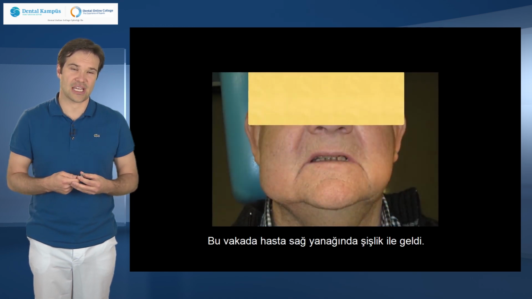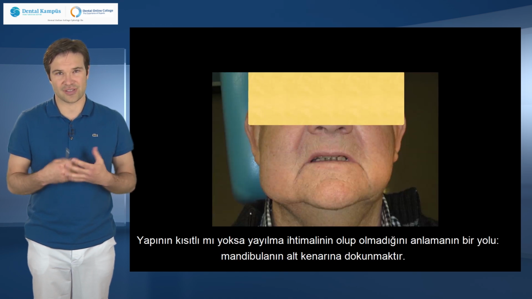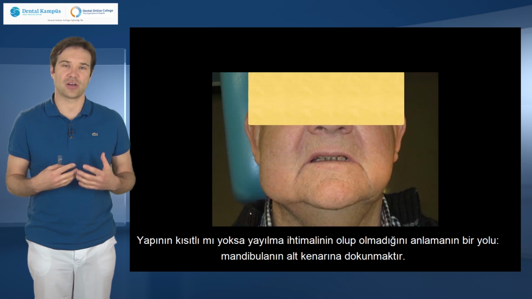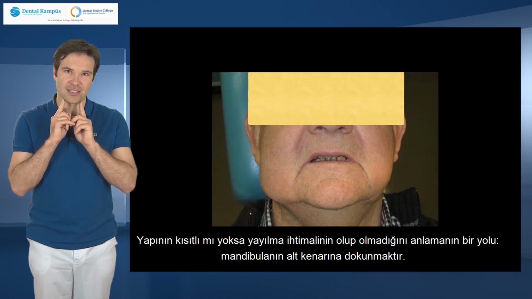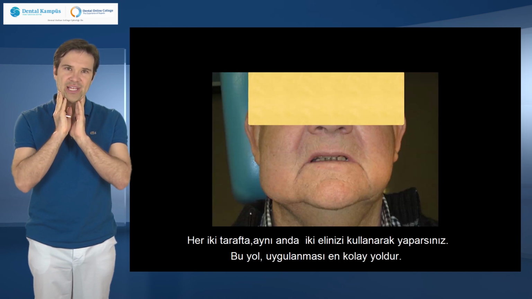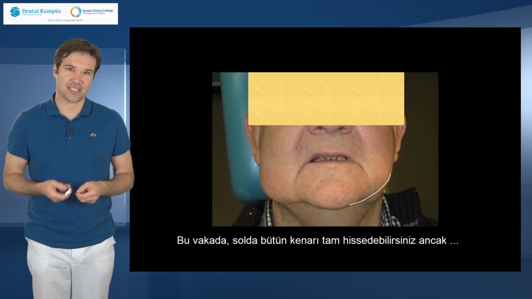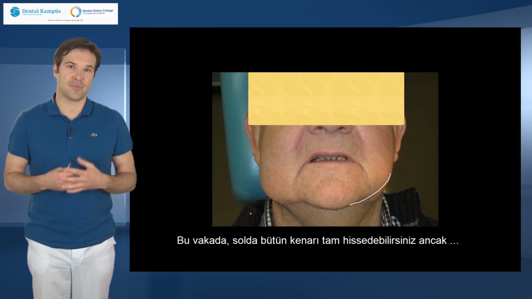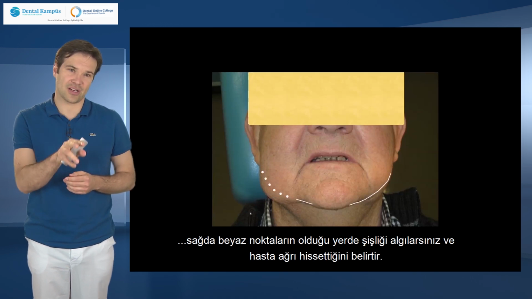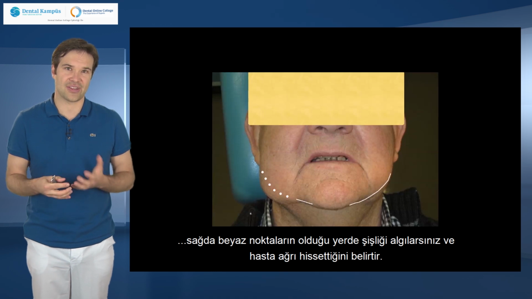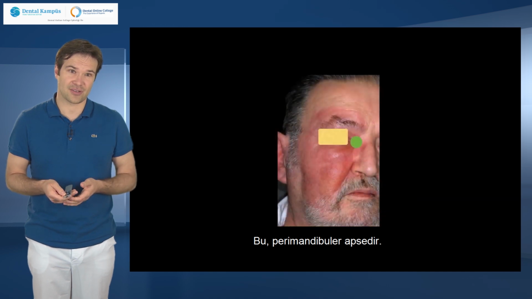In this case, the patient came with a swelling of the right cheek. And one very important tool to define if it's still a limited process or if it's on its way to spreading out is that you palpate the lower rim of the mandible. And you do it with both hands on both sides simultaneously. That's the easiest way to do it. And you will find that in this case, on the left side, you can feel the rim throughout the whole area, whereas on the right side, you can feel it only at the beginning. Here, where the little bar and the dots are, you feel the swelling and the patient indicates pain. That is a perimandibular abscess already.